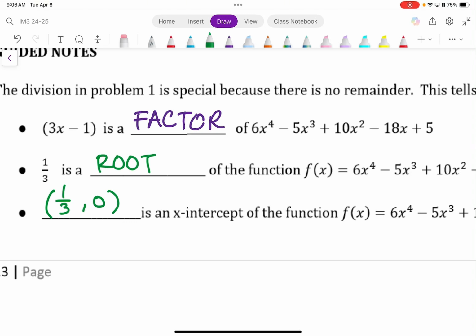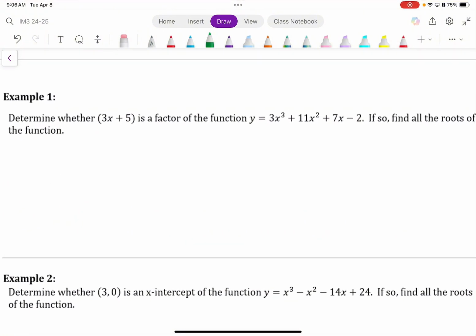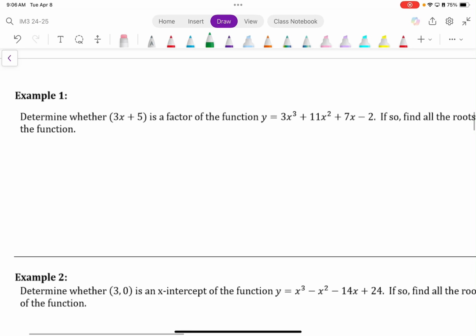What I really want to drive home right now is this idea that for something to be considered a factor, there must be no remainder. Because that's what we're going to be determining in the next few examples. So let's flip the page and look at example number 1 together. Example number 1 says the following. Determine whether 3x plus 5 is a factor of the function y equals 3x to the third plus 11x squared plus 7x minus 2. If so, find all the roots of the function.